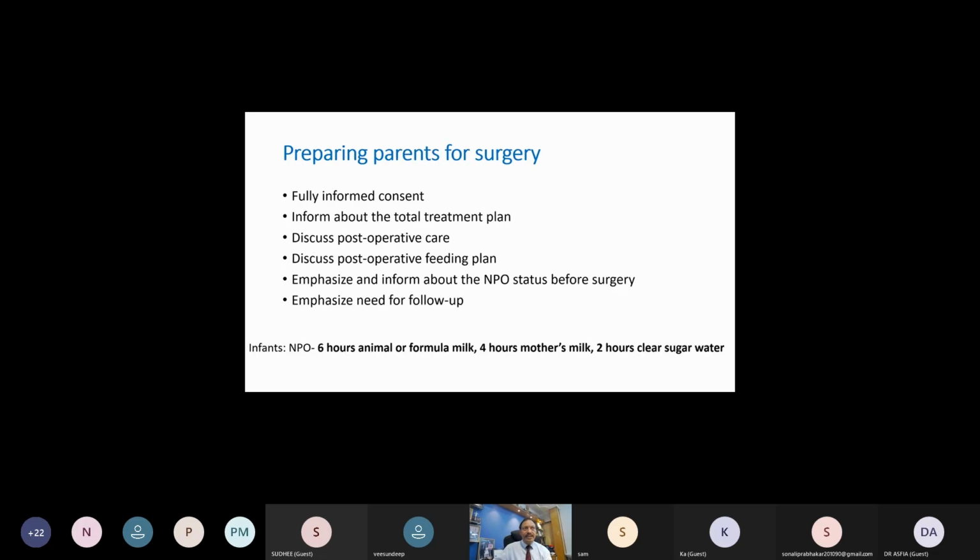Then you have to take a fully informed consent, inform about the total treatment plan, discuss post-operative care, discuss the post-operative feeding plan, which is important, emphasize and inform about the nil by mouth status before surgery, and emphasize the need for surgery. In our hospital we allow animal or formula milk up to 6 hours, mother's milk up to 4 hours before the surgery, and sugar water up to 2 hours before surgery to infants.